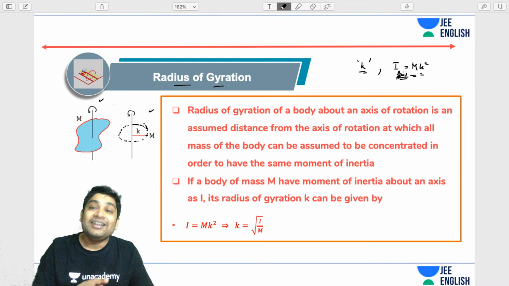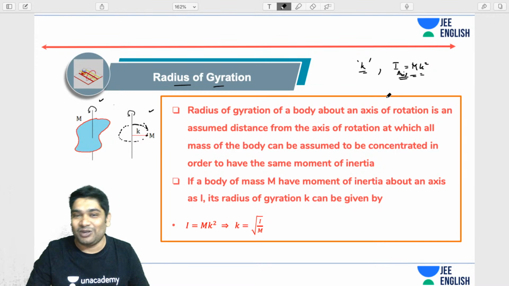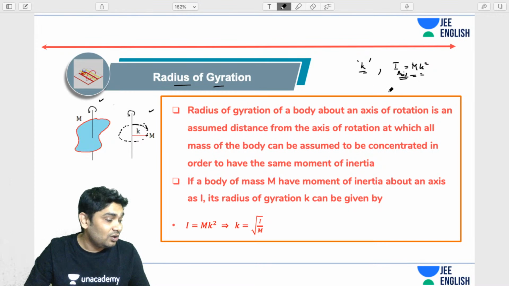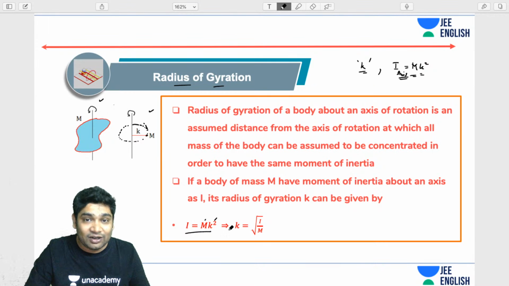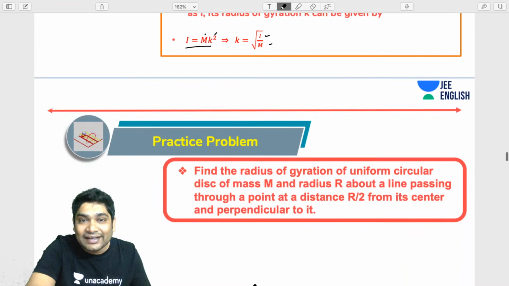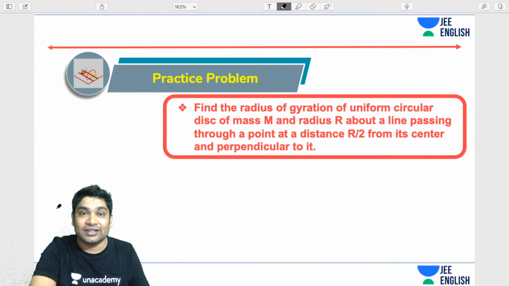So one body can have many radii of gyration depending on which axis we are talking about. So please remember this. Now you have this relation, and if you have this and this, then you can find this. Or the other way around, if you knew I and m, then you could have found k also. So let's quickly try a couple of problems and find the radius of gyration.